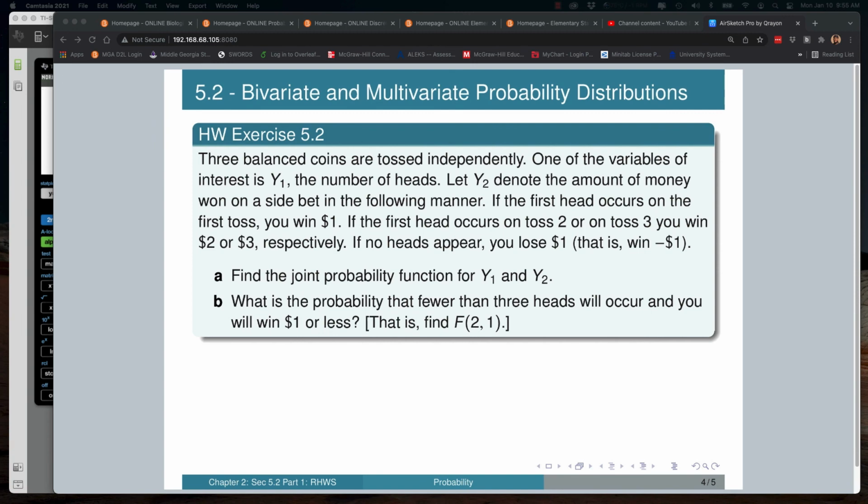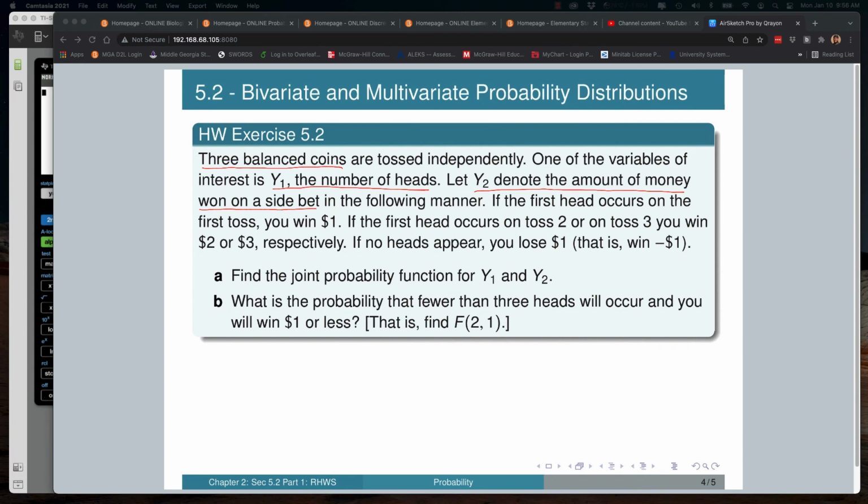So we have 3 balanced coins being tossed. All right, so kind of like the underline the things that matter. So we got 3 balanced coins being tossed independently. So they're independent, which means we can use the multiplication rule. One of the variables of interest is y1. So y1 represents the number of heads, and y2 denotes the amount of money won on a side bet.